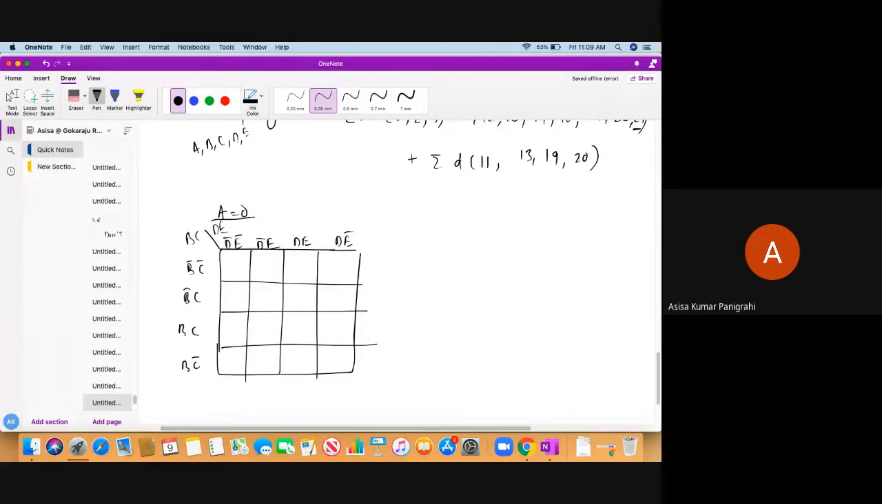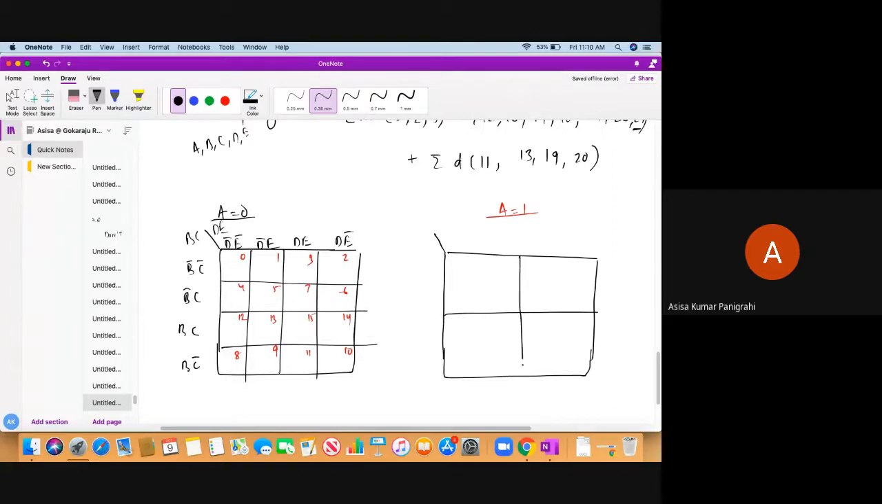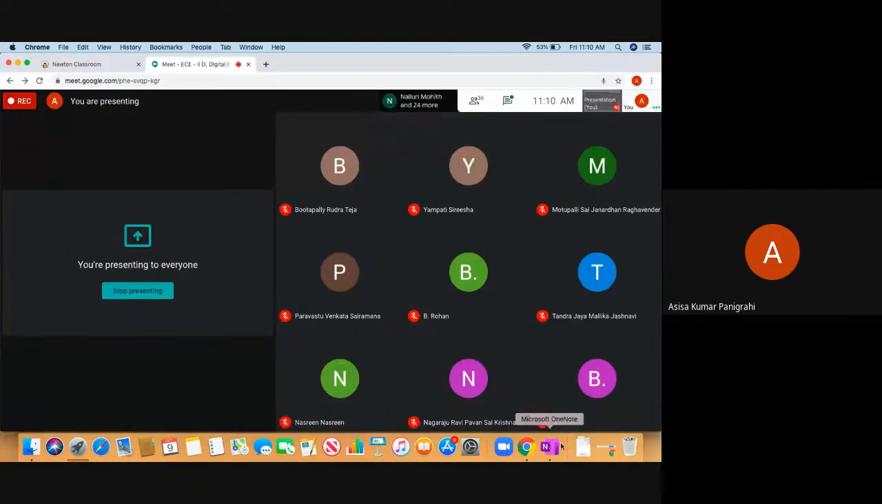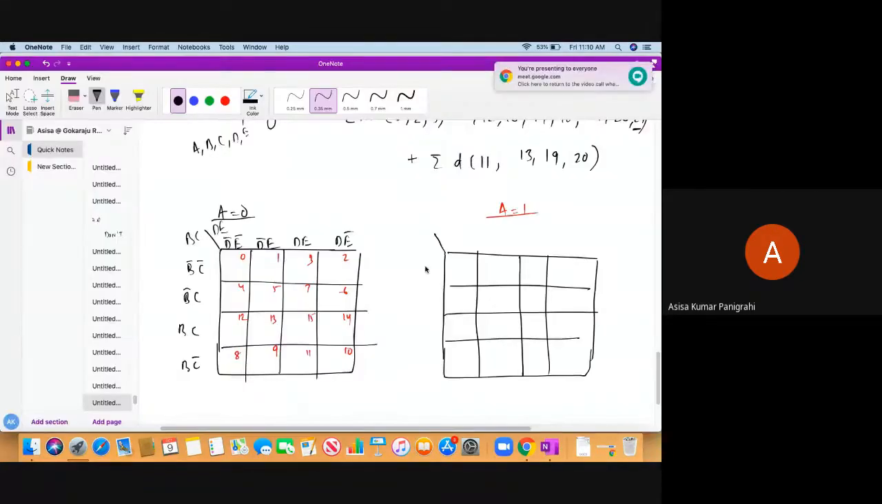Okay. Next, we know the minterm positions. I can just put them over those cells. So 1, 2, 3, 4, 5, 6, 7, 8, 9, 10, 11, 12, 13, 14, and 15. These are my minterms. Similarly, for A equal to 1, I can construct again minterm 16 to minterm 31 with this 4 variable KMF, which makes a 5 variable KMF for all the minterms from M0 to M31. Any doubt, students, till now? Please let me know. Okay. If there is no doubt, we'll complete it.